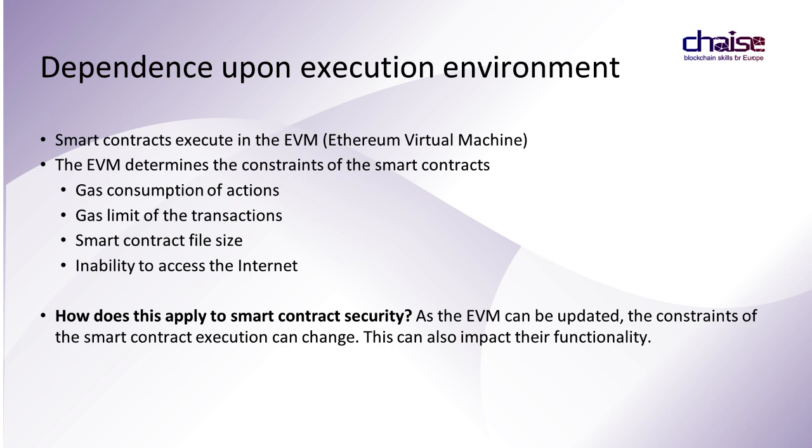Gas consumption of actions. Each action in the execution of a function call has a predetermined gas requirement. The sum of all actions' gas requirements results in the transaction gas requirement. Gas limit of the transactions. Each block in a blockchain has a predetermined maximum gas allowed. A transaction cannot consume more than the maximum amount of gas. Surpassing the allowed gas maximum of a block results in a failed transaction.